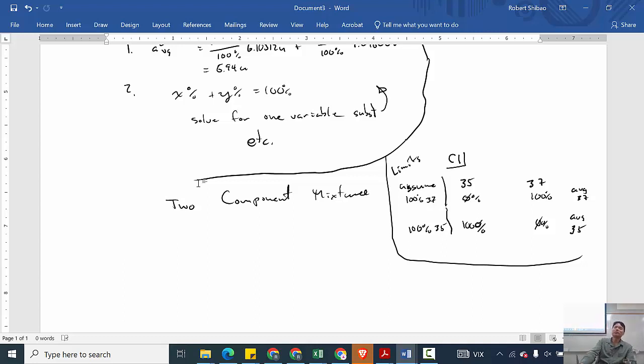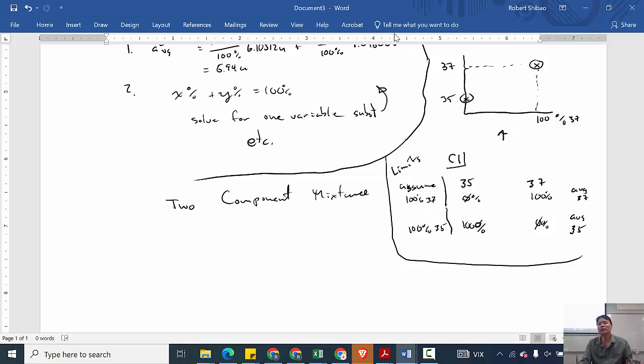And then what I do is I just visualize this graphically. Scientists love to graph things. And so what I'm going to do is graph this in terms of percent 37. If I have 100% 37, what is the average? The average is 37, correct? If I have 100% 35, what is the average? 35. So I have two lines.